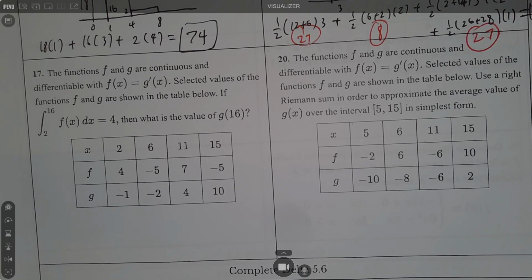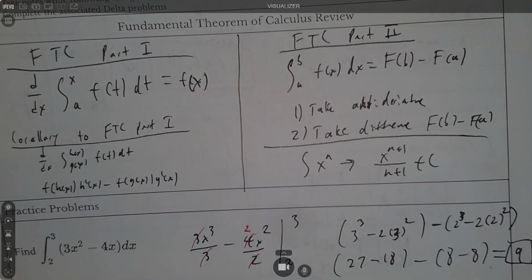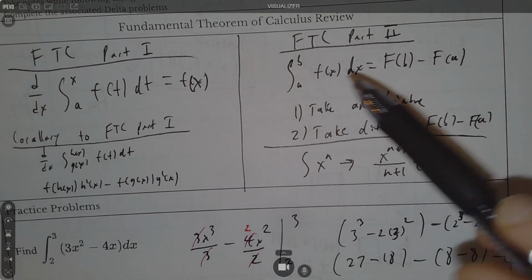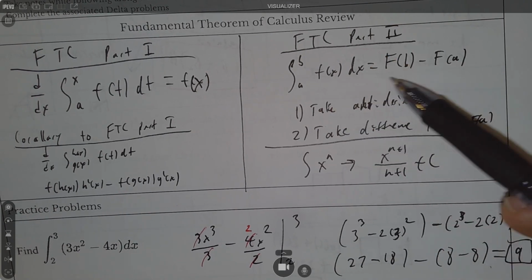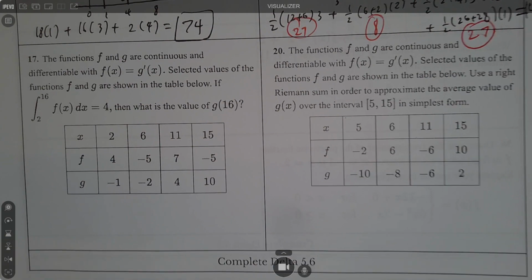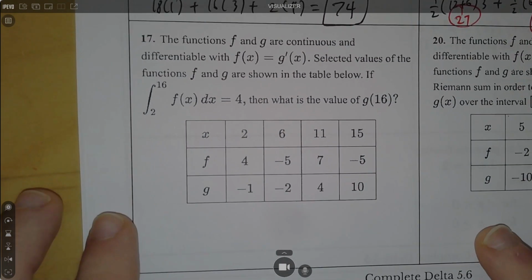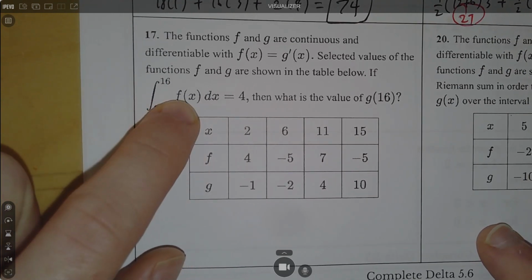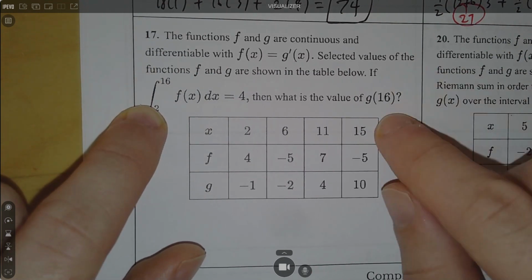Basically, this is applying the fundamental theorem of calculus. If you recall part 2, we have a definite integral, and the application of the definite integral is the antiderivative at b minus the antiderivative at a. So if I'm evaluating this definite integral, I'm going to take the antiderivative, evaluate it at 16 and 2, and subtract the 2, right? And that's how I'm going to get this.